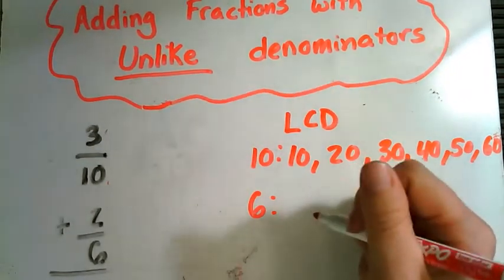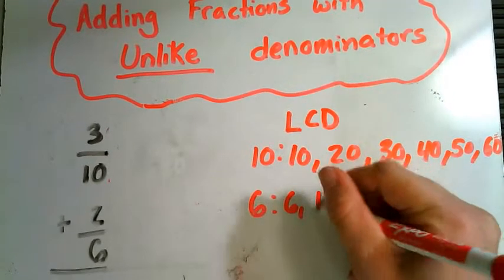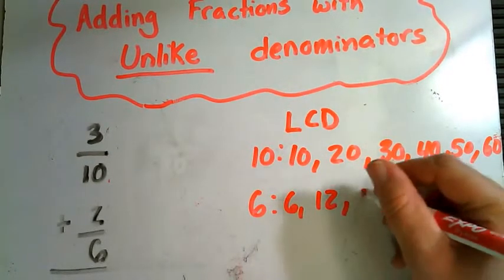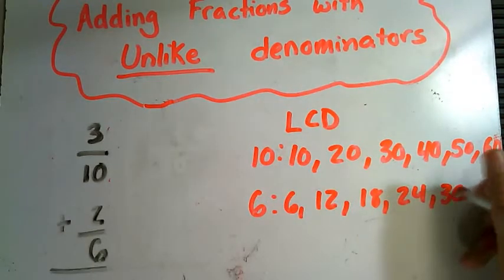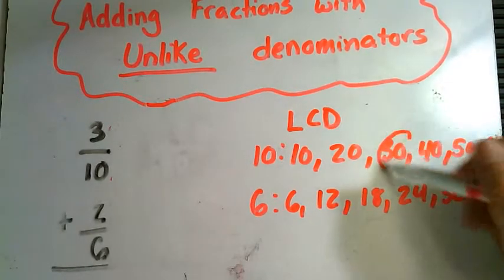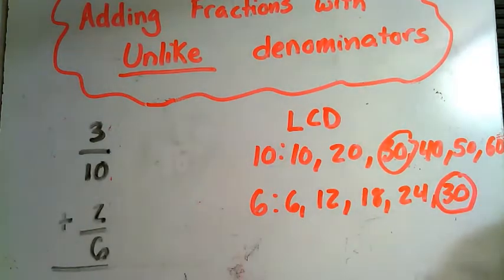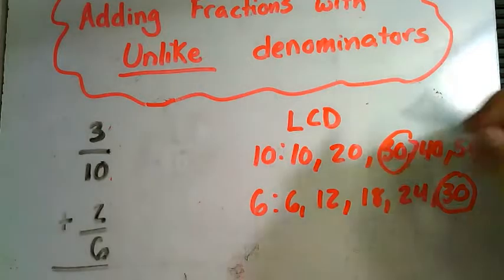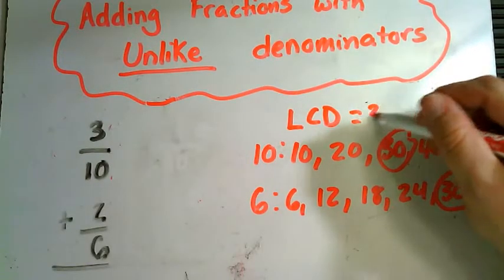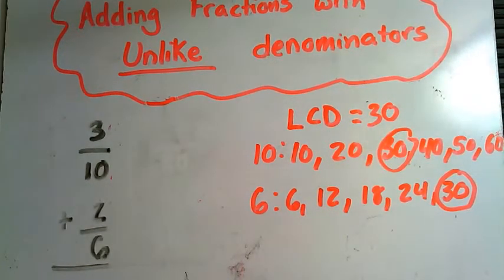But let's go back here to 6. 6 times 1 is 6, 6 times 2 is 12, 6 times 3 is 18, 6 times 4 is 24, 6 times 5 is 30. And I'm going to stop there because I remembered saying 30 as a multiple of 10. So my least common multiple is 30, which means my least common denominator is also 30.